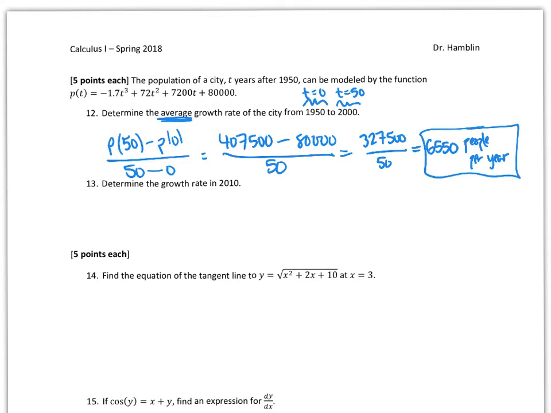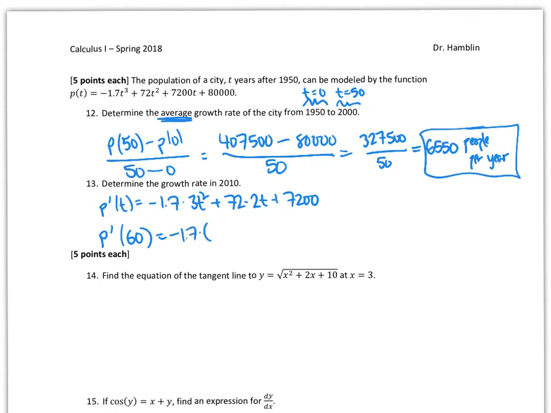Now for 13, we're just asked for the growth rate. Notice that I don't have the word average there. And so whenever I say growth rate without the word average, I mean the instantaneous growth rate. Even if I don't use the word instantaneous, we're talking here about the derivative. So what we want is p prime of 60, because if we're counting years starting at 1950, 2010 is 60 years later. So before we can do p prime of 60, we need to find a formula for p prime of t. So we take the derivative, we get negative 1.7 times 3t squared plus 72 times 2t plus 7200. So that's the formula for our derivative, and now we just have to plug in 60.